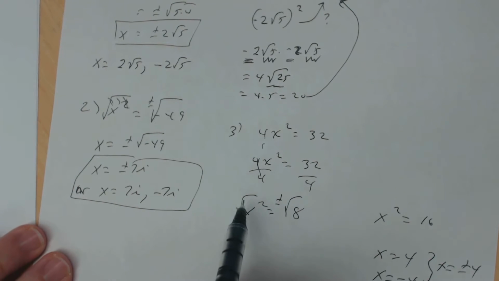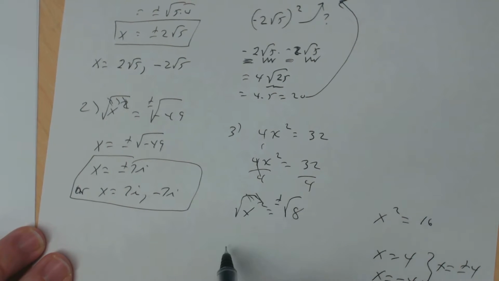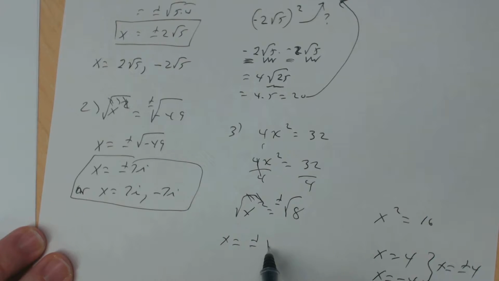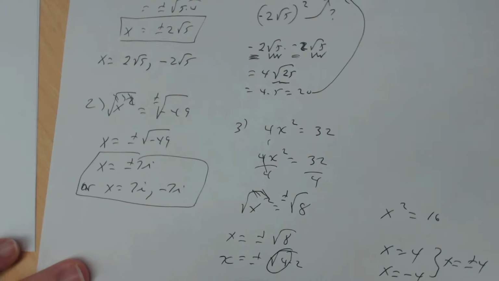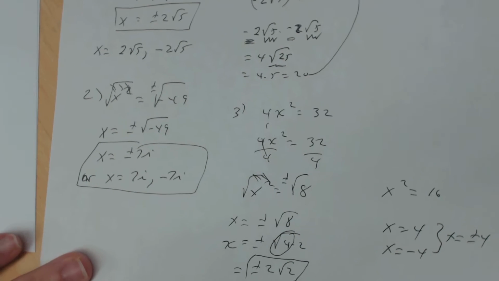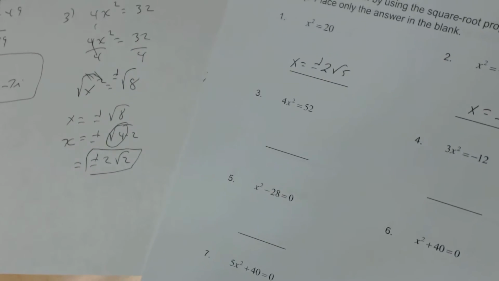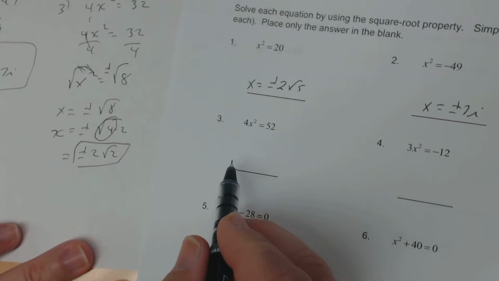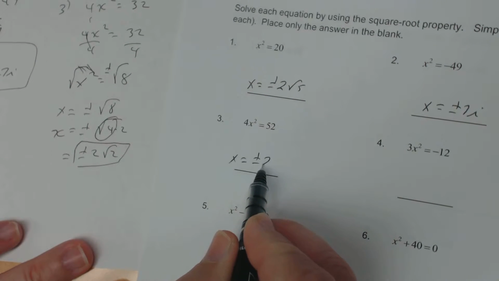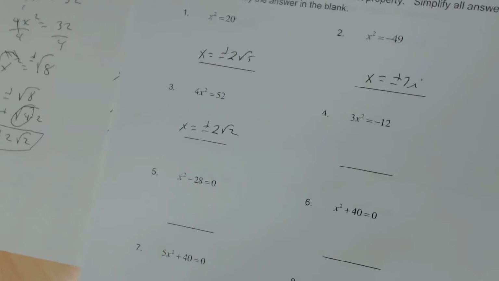Okay? All right. So the square and the square root undo each other. So you get x equal plus or minus the square root of 8. And then you need to simplify. So you get plus or minus the square root of 4 times 2. So the square root of 4 we know is 2. So that's going to be plus or minus 2 square root of 2. So that's your solution. All right, so number 3, you're going to get x equal plus or minus 2 square root of 2.